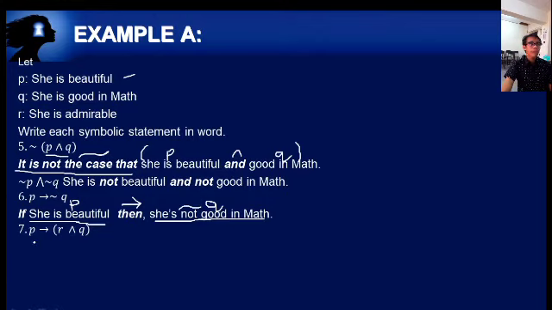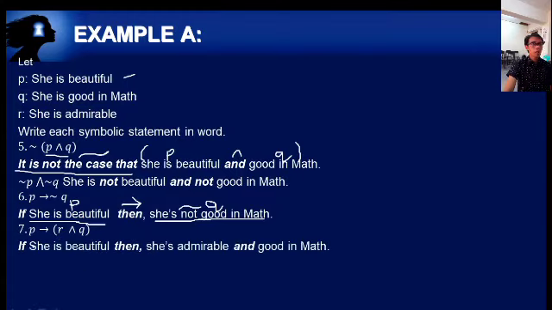Sa number 7 naman, P conditional conjunction Q. Paano siya? Okay, ito ang tamang sagot. If she is beautiful, tandaan ninyo class, kapag may arrow na going to the right, yung first word niya is "if." If she is beautiful, then she is admirable, statement R, and good in math. The good in math is stated as Q proposition.